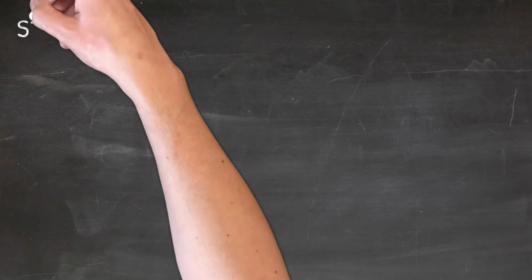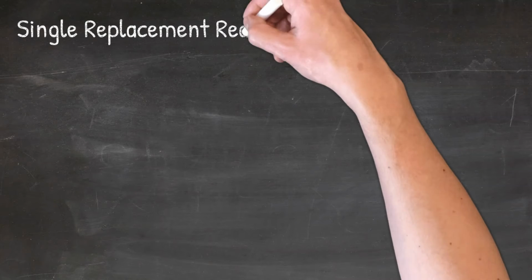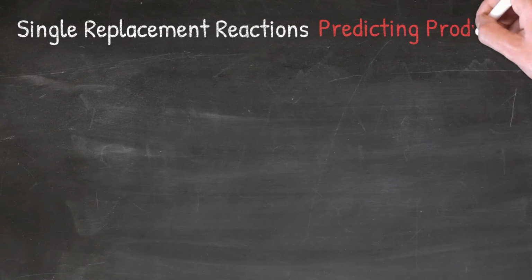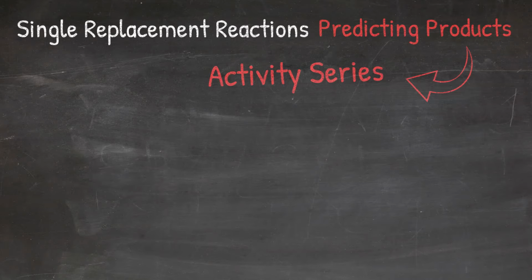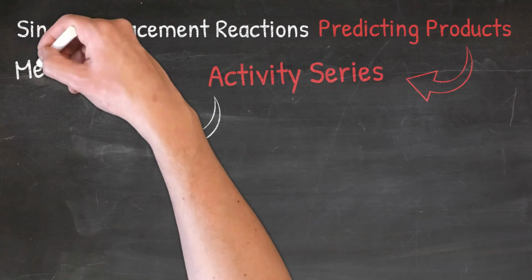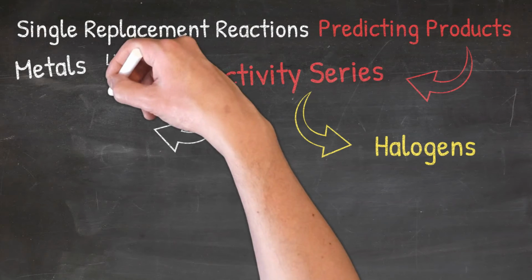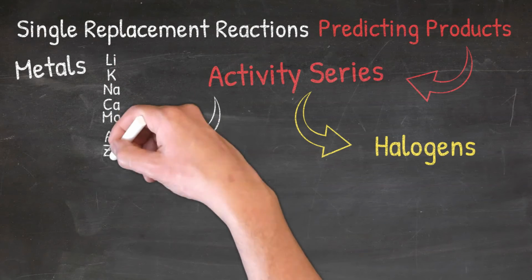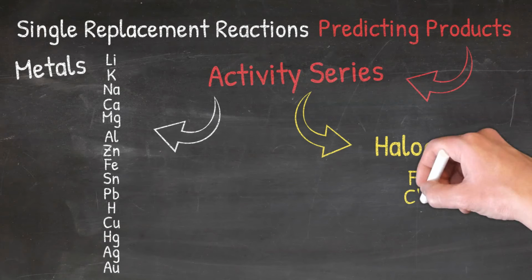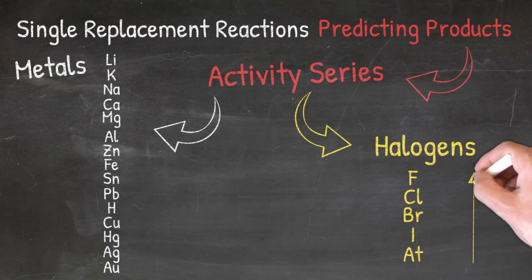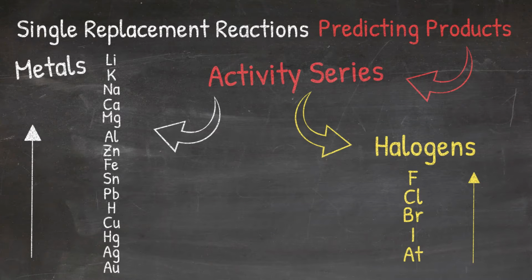Now that you know how to identify a single replacement reaction, let's talk about how to predict the products. In order to predict the products for a single replacement reaction, you have to use what we call an activity series. There are two different activity series that we will have to use, one for metals and one for halogens, and they are shown here below. If you need to, pause the video and write these down, or you could search for an activity series on Google to use. However, you're going to want to have these close by because we have to use these when predicting the products for single replacement reactions.